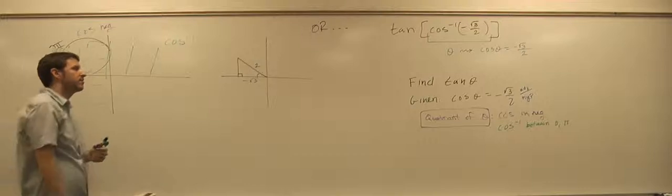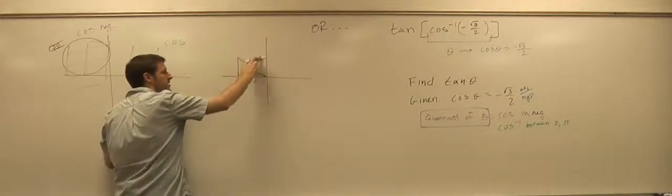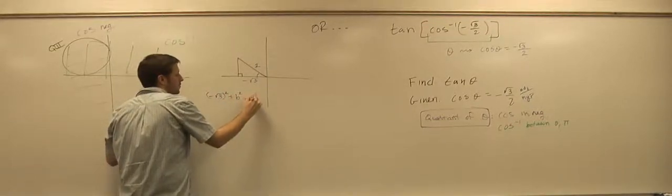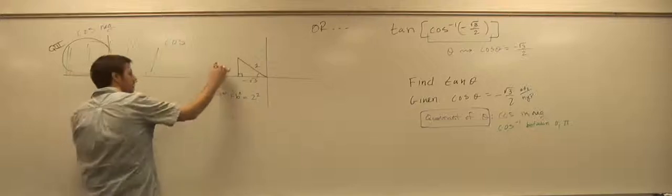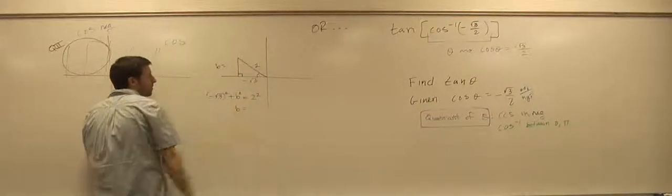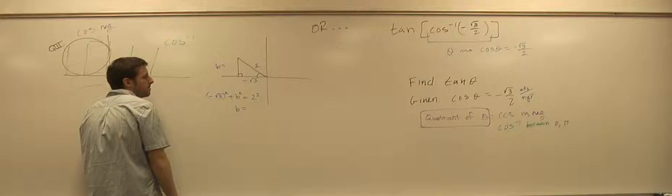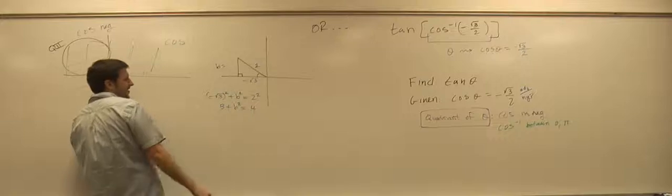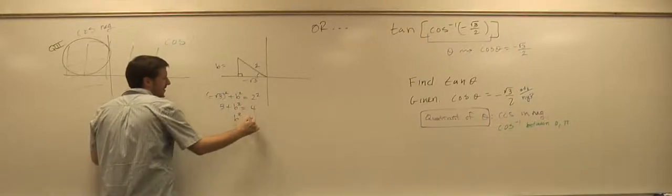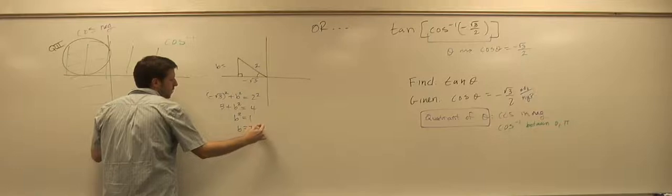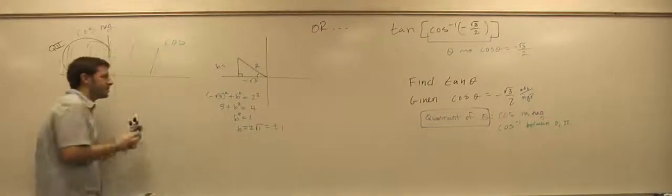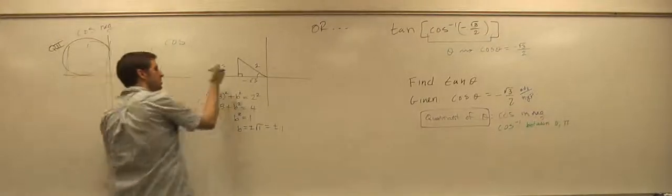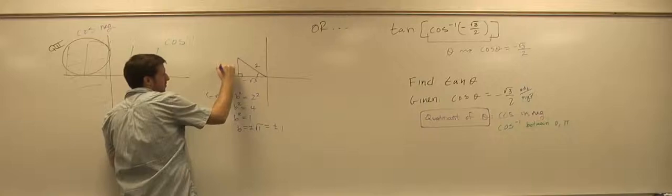You do your Pythagorean theorem. A squared plus b squared equals c squared. Right, negative root 3 squared plus b squared equals 2 squared. And you get that b has to equal what? Okay, 3 plus b squared equals 4. B squared equals 1. B equals plus or minus root 1. How do I know whether to take the positive or negative? Going up. Right, we're in quadrant 2. So my vertical distance here has to be a positive 1.